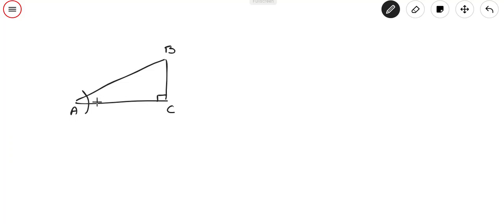So the first step is to identify that this side over here is the side that we call the opposite side to angle A, because it's the side that is in front of angle A. And this other side over here is what we call the adjacent side. And this is what we call the hypotenuse.